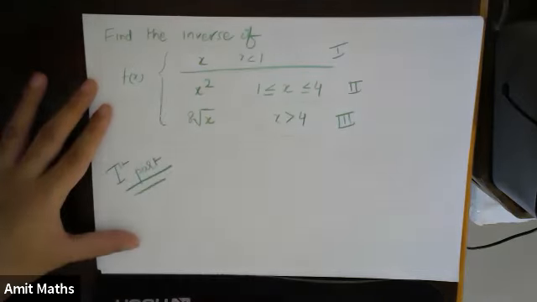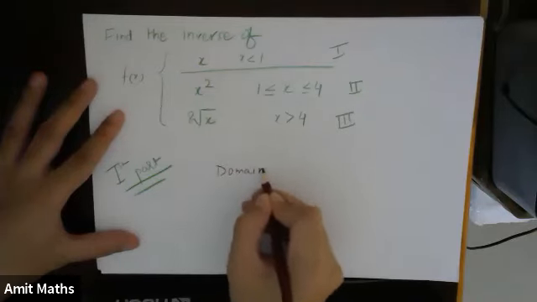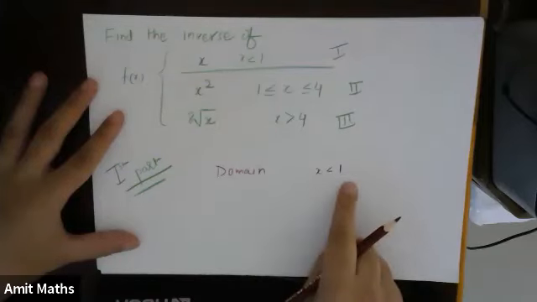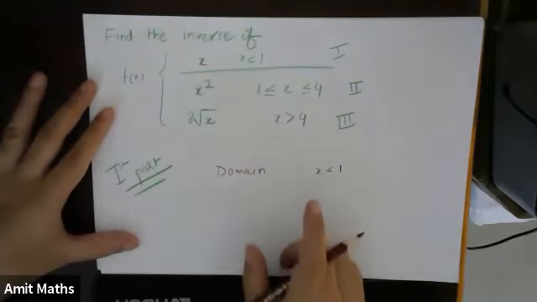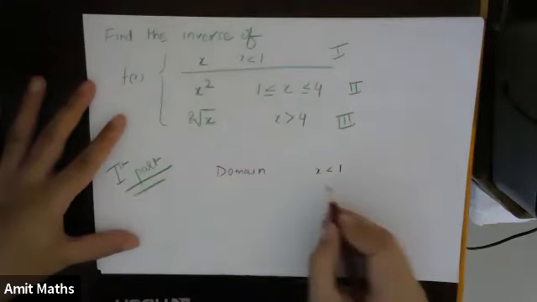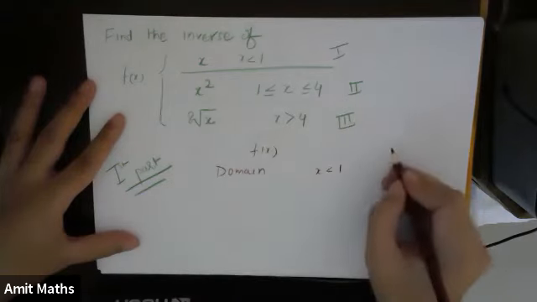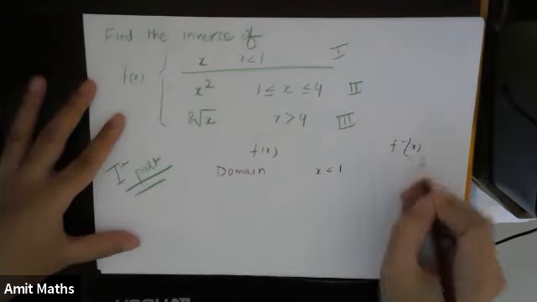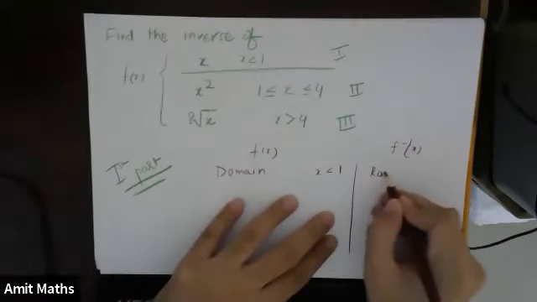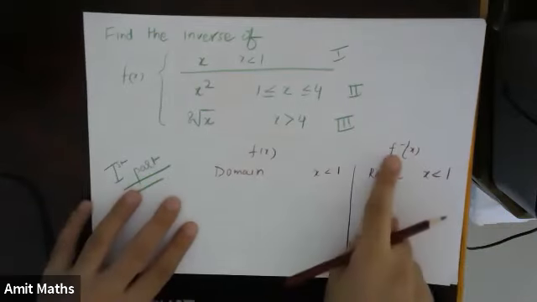Okay, so what we'll do, we'll find the domain. So what is the domain? The domain is x less than 1. So this is the domain. Whatever inverse function I find, for that function the range will become, so this is the function f of x and this is f inverse of x. So for f inverse of x, the range will become x less than 1. The domain will become the range for the inverse.